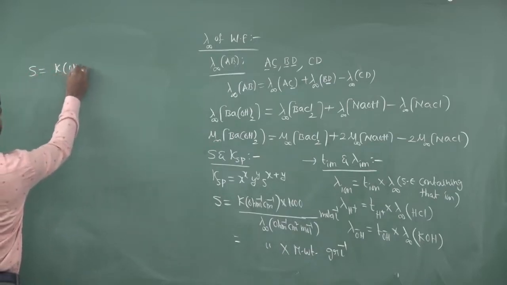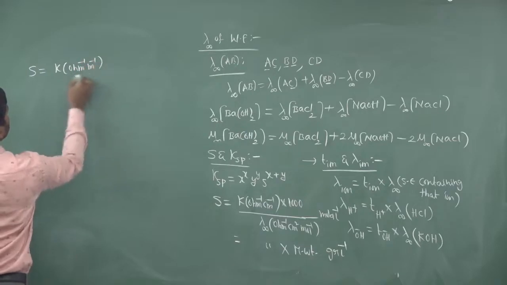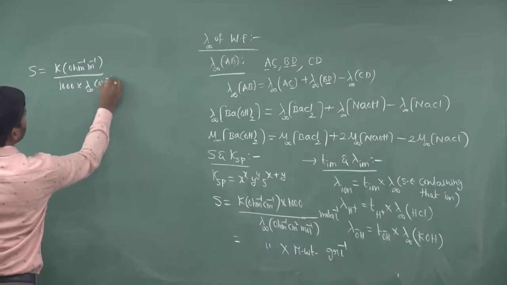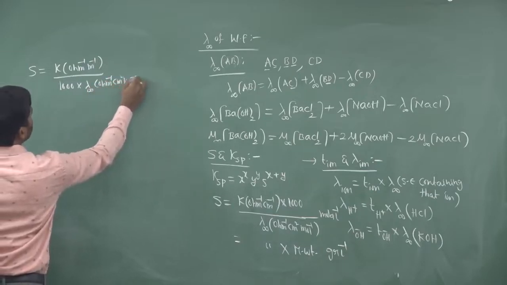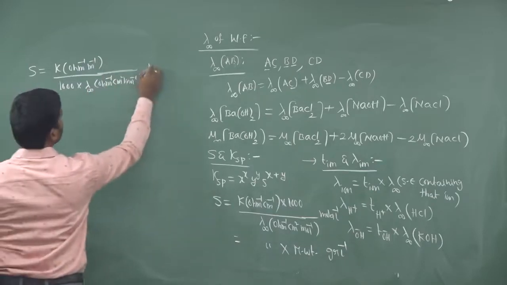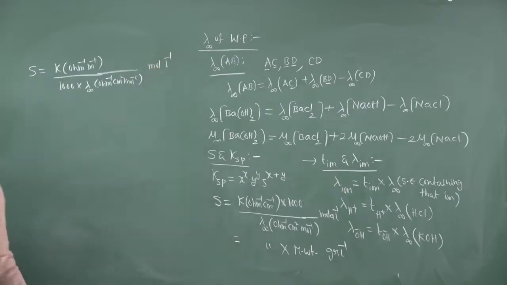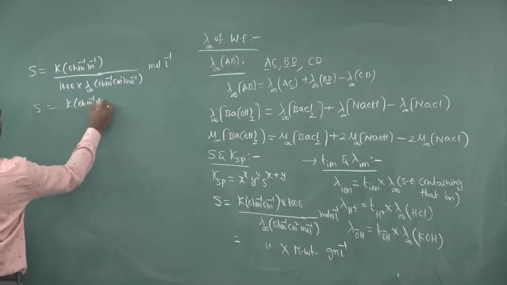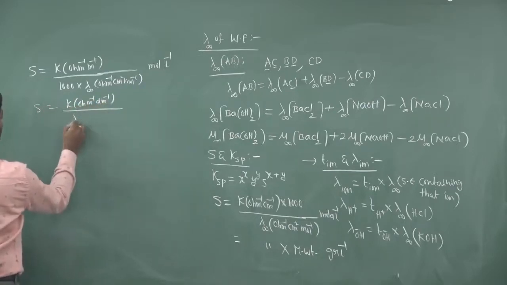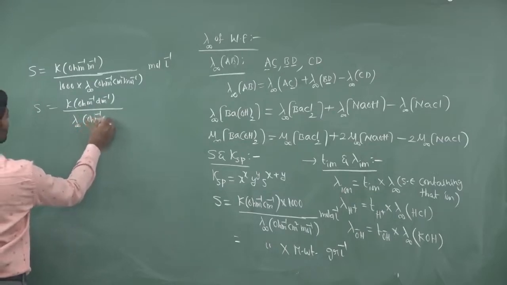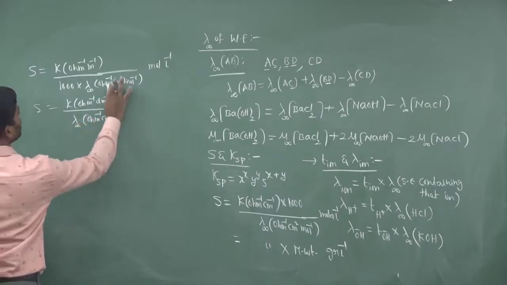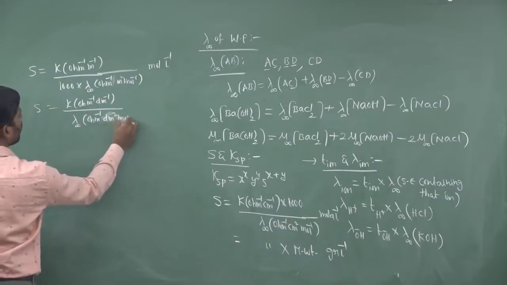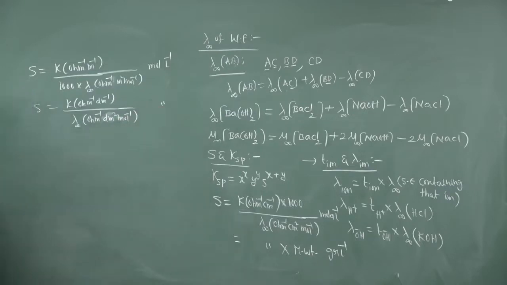So if you take in meter inverse, ohm inverse meter inverse by 1000 into lambda infinity in ohm inverse centimeter square per mole, then we get in moles per liter. If you take in decimeter inverse, ohm inverse decimeter inverse, 1000 we cannot get. Lambda infinity in ohm inverse meter square, sorry, here ohm inverse decimeter square per mole. We get in moles per liter.